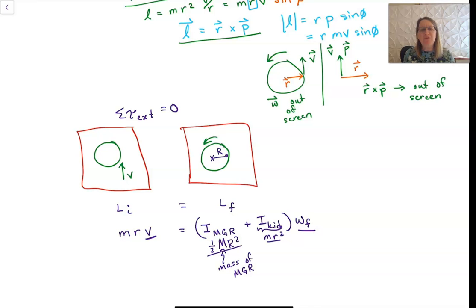And so from that, if we had numbers, we could find the final angular speed in terms of radians per second. So if the kid is running at 4 or 5 meters a second, what does that translate into? Well, it's obviously going to depend on the mass of the merry-go-round and how big it is.